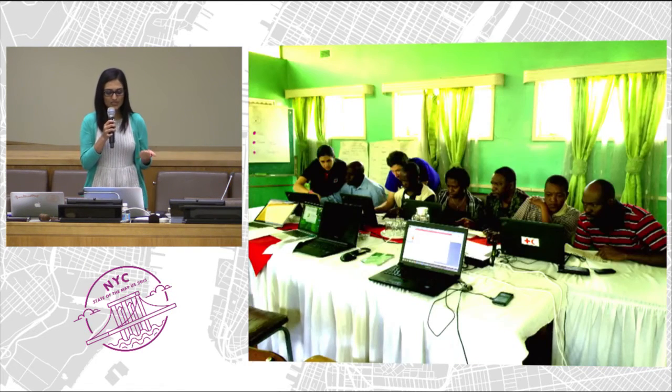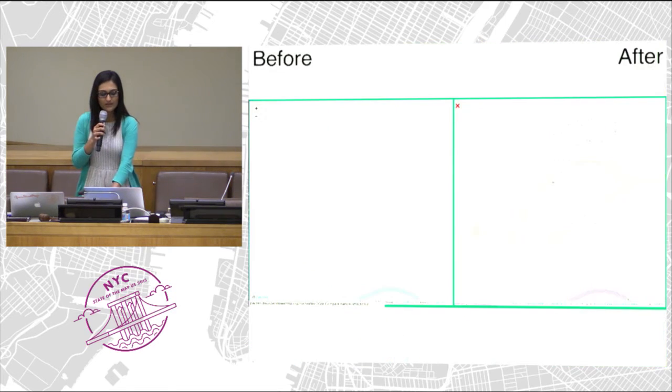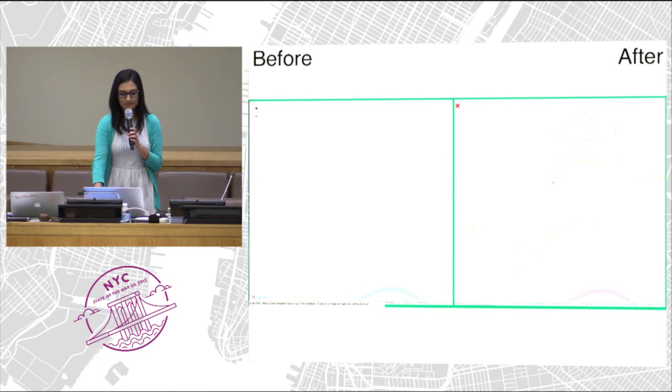And that was us inputting data into OSM through JOSM. We use JOSM because Wi-Fi is a huge issue in these countries. You also lose power quite a bit, and so you have to be flexible. This is what the area looked like before. There was nothing there, and we were able to fill it in.